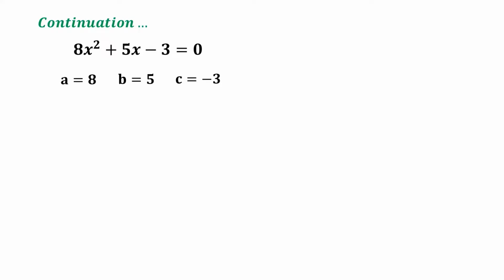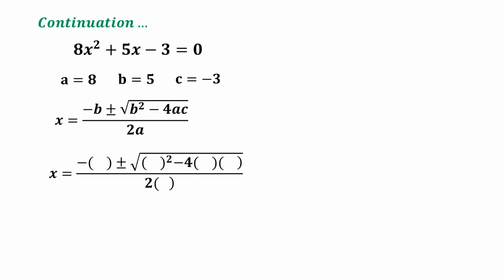Then, we will substitute the values of a, b, and c in the quadratic formula. The quadratic formula is x is equal to negative b, plus or minus the square root of b squared minus 4ac, over 2a. Then we have x is equal to negative, substitute the value of b which is 5, plus or minus the square root of, 5 squared, minus 4 times the value of a, which is 8, times the value of c, which is negative 3, over 2 multiplied by the value of a, which is 8.